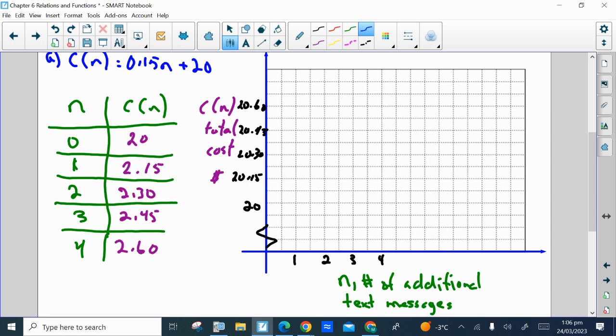So now we can graph these. We've got the point (0, 20), which is on the y-axis. (1, 20.15), (2, 20.30), (3, 20.45), and (4, 20.60).